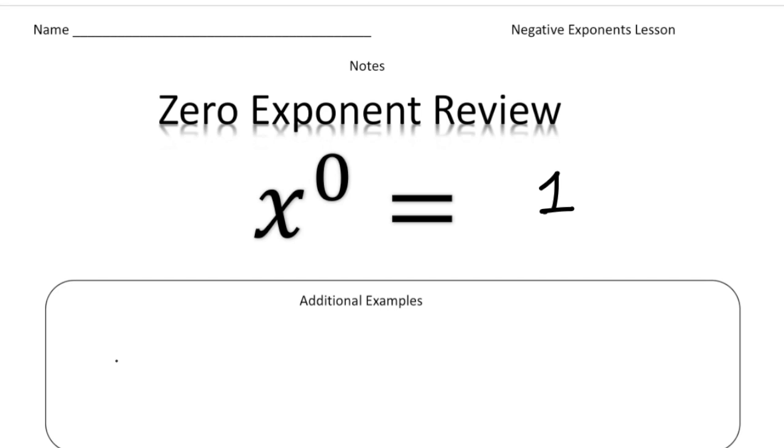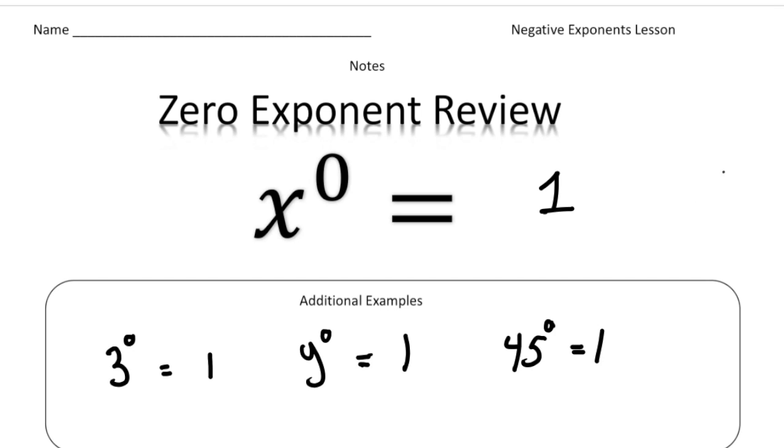So let's say, for example, we have 3 to the 0 power. That equals the number 1. Let's say we have a different variable, say y to the 0 power. Well, it's going to equal 1. Let's say we have 45 to the 0 power. Again, just like the previous two, it equals 1.